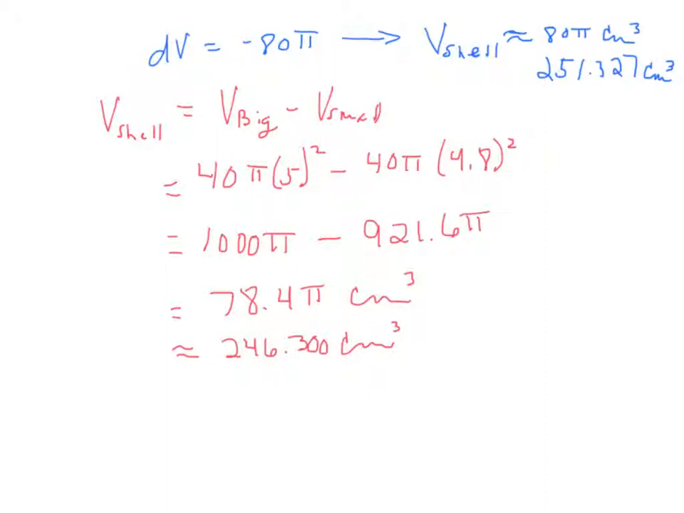Now, had the problem read to estimate the volume of the smaller cylinder, the inside cylinder, then we would have taken our dV and subtracted that from the 1000 pi. We would have taken that negative 80 pi, or subtracted 80 pi from the 1000 pi. But that wasn't what the question asked us to do, so that's why we stopped and didn't do that.